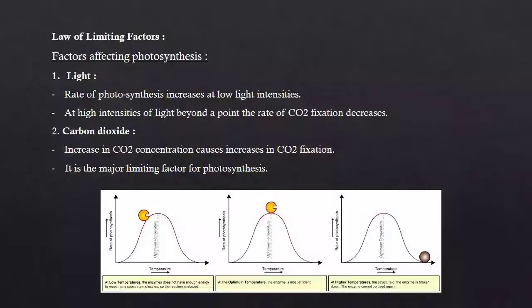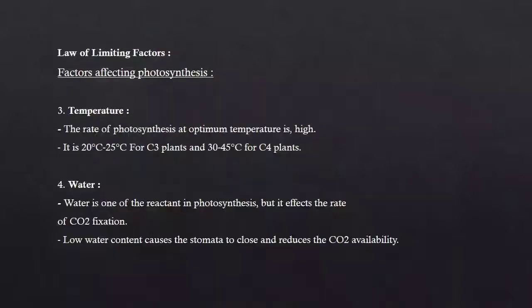So the first factor is light. The second factor is carbon dioxide. Now comes the third factor, that is temperature. The rate of photosynthesis at optimum temperature is high. And the next one is water. It is one of the most important reactants in photosynthesis, and it affects the rate of carbon dioxide fixation.